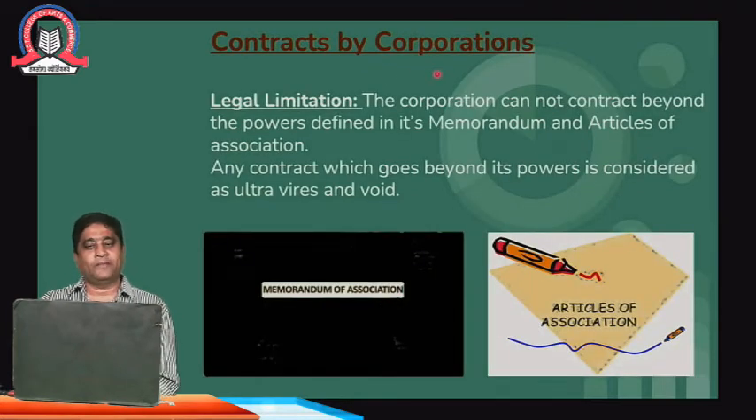Contract by the corporation, the second part. In the previous slide I explained the natural limitation. Now I am speaking about the legal limitation. The corporation cannot contract beyond the powers defined under the memorandum of association. Students, in the previous classes you learned about the clauses under the memorandum of association. It is a public document which can be accessed by any person who approaches the ROC. After paying the fees fixed by the ROC, any person can check the memorandum of association kept in the ROC's office.